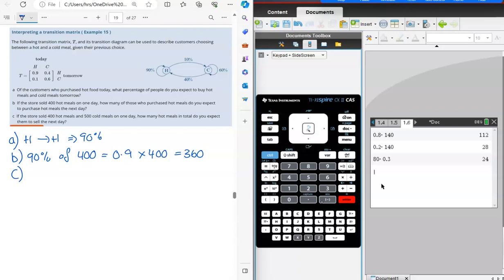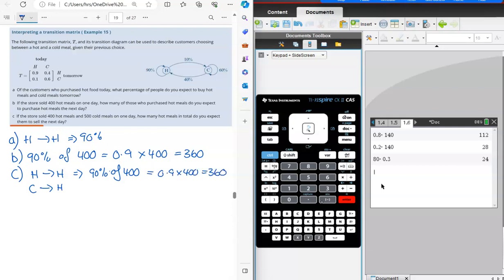And then C, if the store sold 400 hot meals and 500 cold meals on one day, how many hot meals in total do you expect them to sell the next day? So this is where we've got to get the hot to hot, and then we also have to get those who are going from cold to hot. So up here we said hot to hot was 90%, and there was already 400 at hot. So that's pretty much doing that sum we did before again.